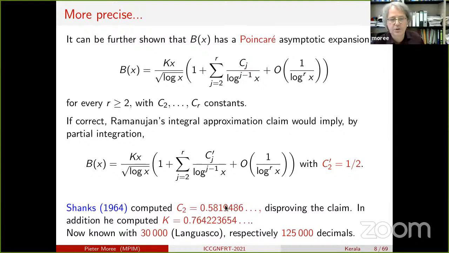So the conclusion here is that this integral approximation of Ramanujan is asymptotically correct. But if you look at the second order term, it's incorrect. What was correct is that he got the first three decimals of this constant, and now these constants can be computed with much higher precision.